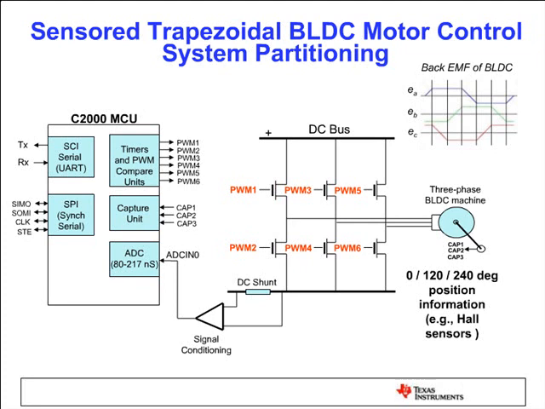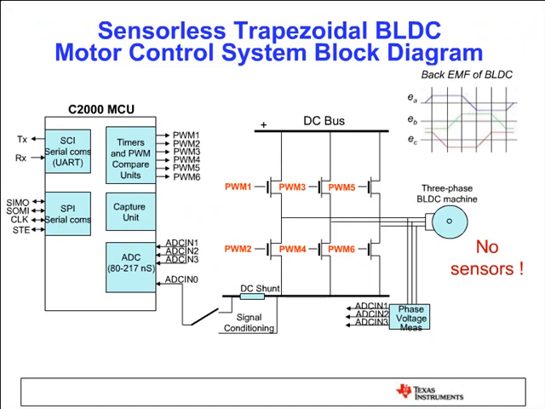What we do, we don't use Hall effect sensors. Instead, we sense the back EMF of the BLDC motor. That's why we have voltage dividers, simple resistors, nothing else, voltage dividers. And we sense the back EMFs using ADC channels of the controller.